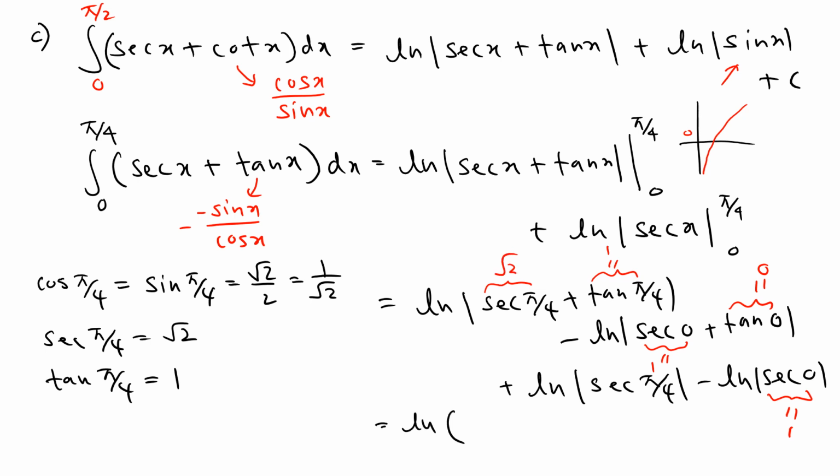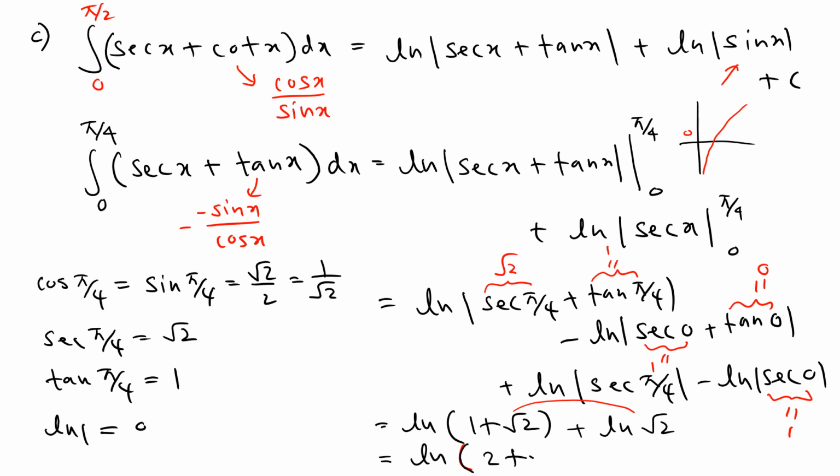So we're going to get ln of 1 plus square root 2 from the first term. The second term is simply 0, because ln 1 is 0. Actually, the second term you're going to get ln square root 2, and the third term is ln square root 2, and the fourth term is again 0. You can combine these two: if you multiply these two, you're going to get 2 plus square root 2. So that's the final answer for this problem. Good. So let's go to the next problem.